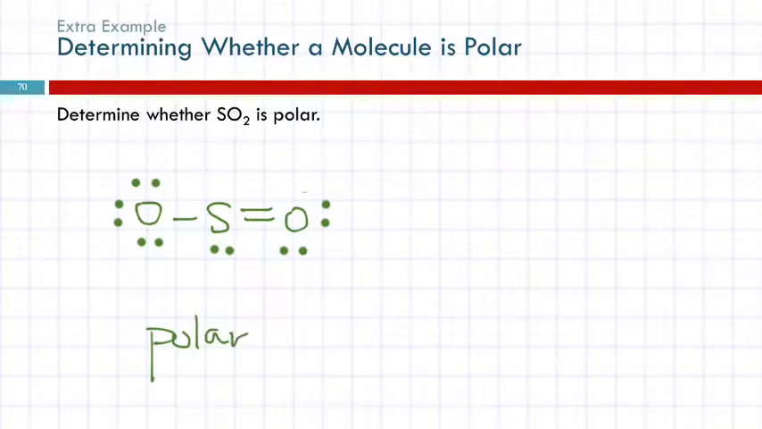If you just look at the formula, you say, oh, well, that's symmetrical. One oxygen on each side, that's nonpolar. No, that lone pair messes it up. CO2 is nonpolar, SO2 is polar.